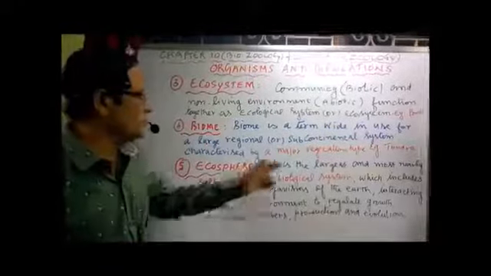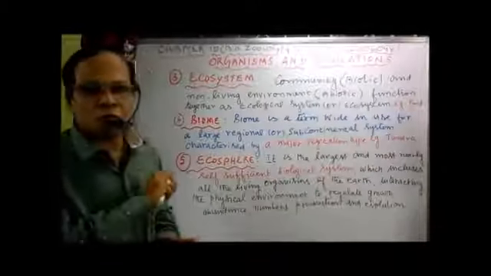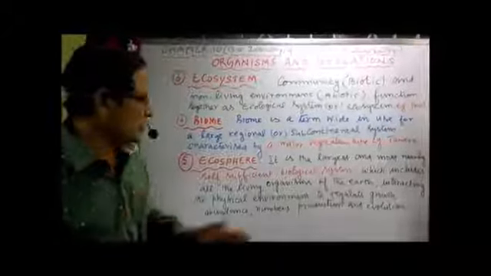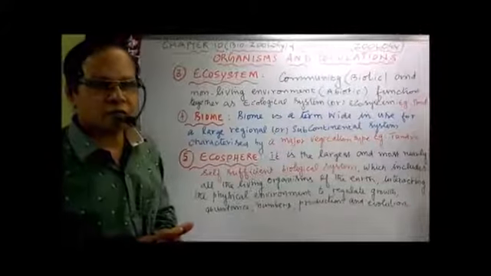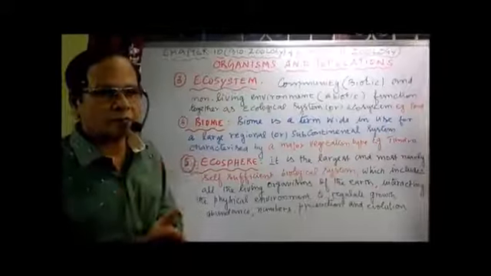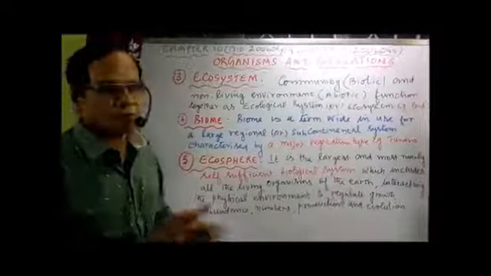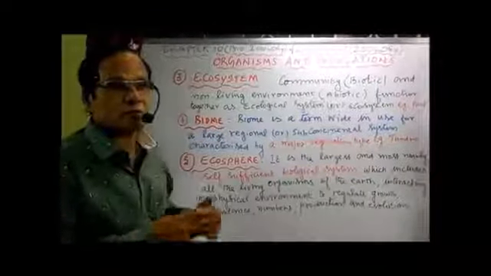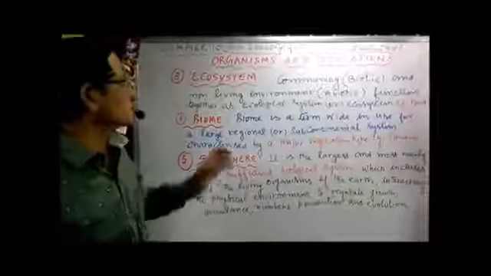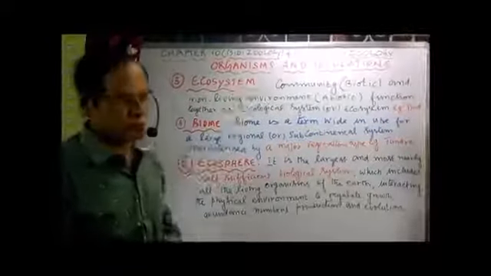So that's why I'm mentioning it is the largest, most nearly self-sufficient biological system, which includes all the living organisms of the earth and also interacting with each other to regulate their growth, their abundance, their numbers, their reproduction and also evolution. The reproduction I'm mentioning is the production in terms of yield and evolution. So these are some of the definitions related to the organisms and populations.